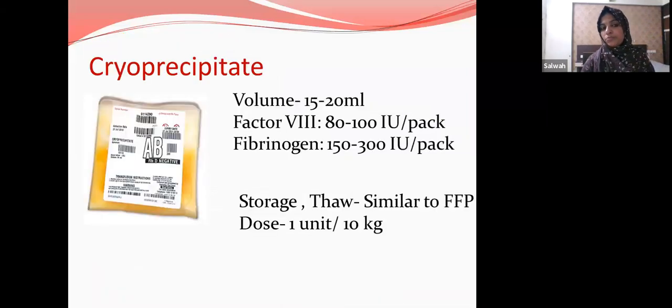Now coming to cryoprecipitate, I have already told how it is prepared. It is prepared from fresh frozen plasma. So cryoprecipitate is rich in factor 8 and fibrinogen. It contains around 80 to 100 international unit per pack, and each pack contains 15 to 20 ml of cryoprecipitate. And fibrinogen is 150 to 300 international unit per pack. And this is used in case of hemophilia patients.